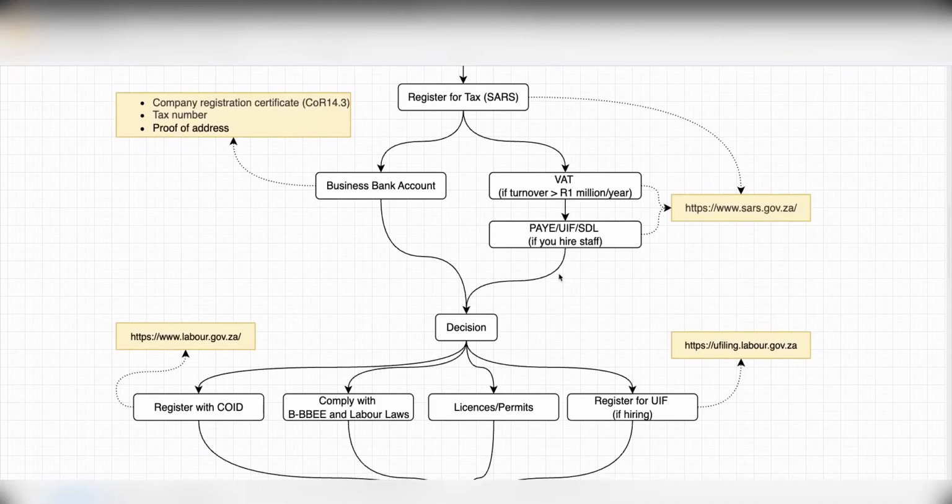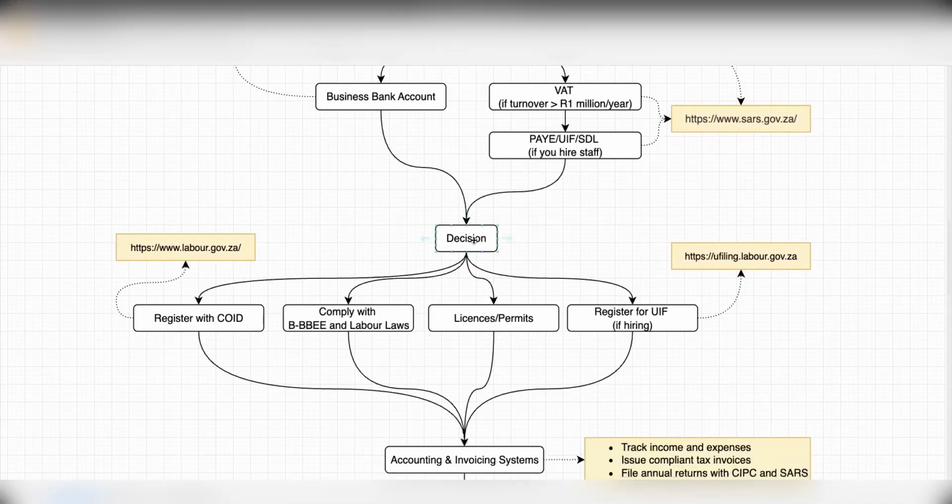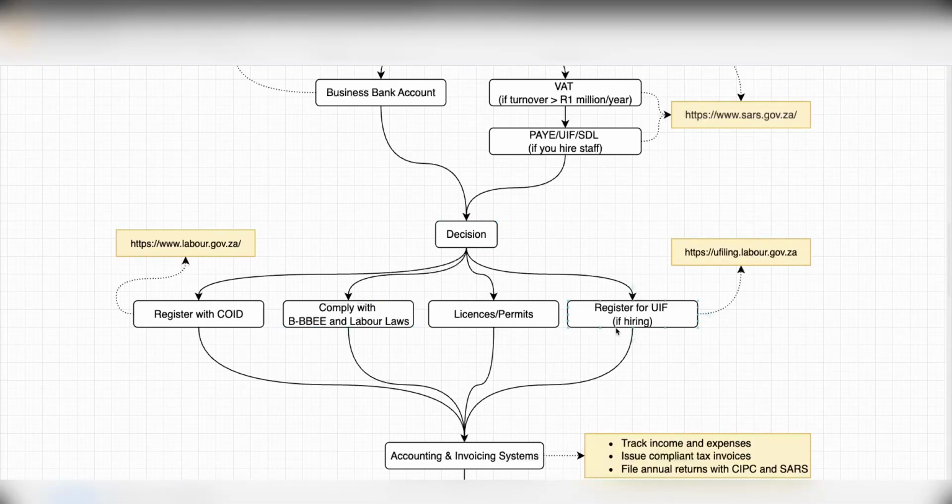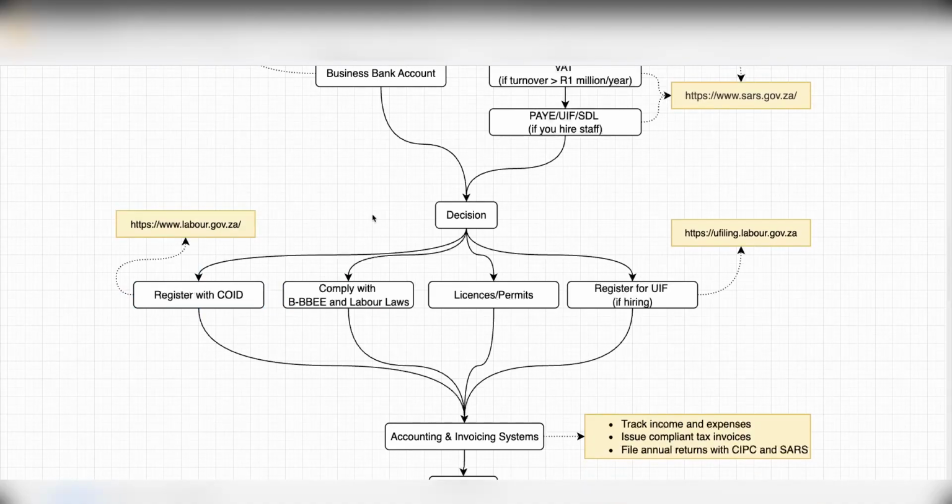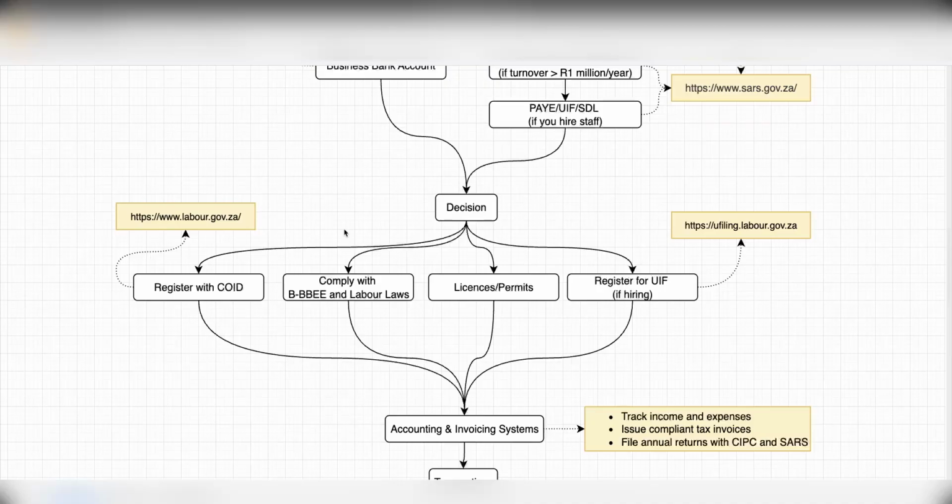When it comes to the decision, I put decision here because it's really up to your use case, what you're really in. It doesn't mean that everything here has to be done. For example, registering for COID, there's a website you can go and find out more about it, labor.gov, and all you need is a BBBEE and labor laws, things you need to do.